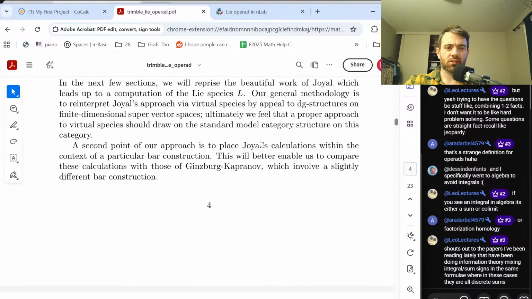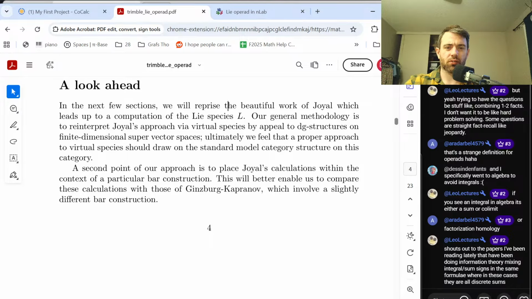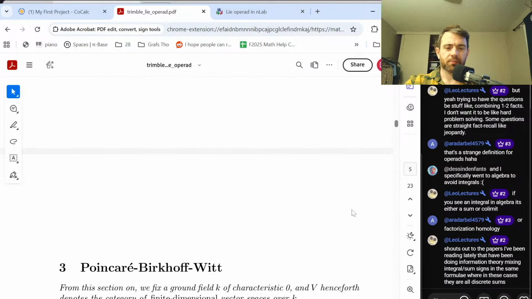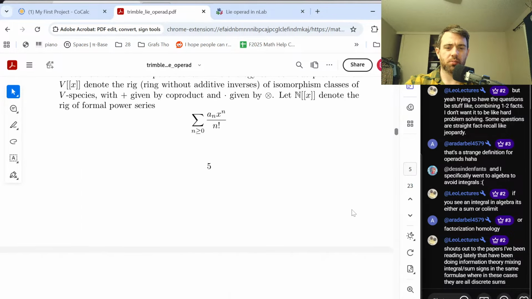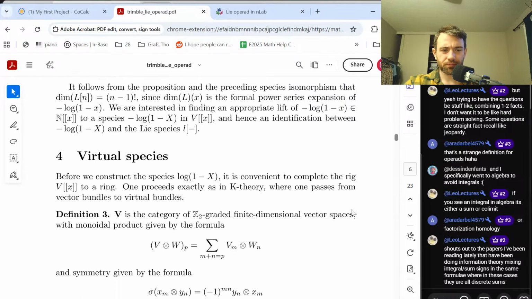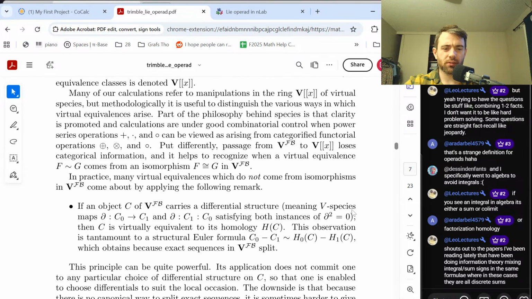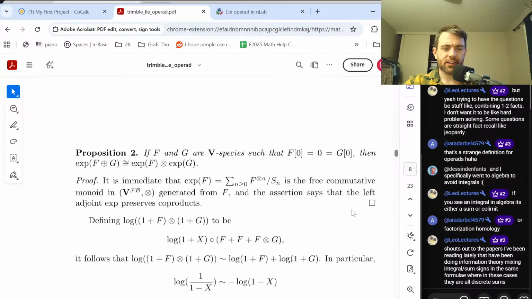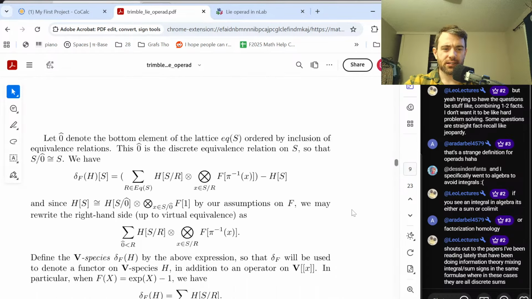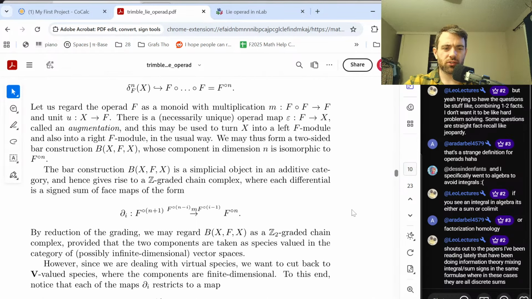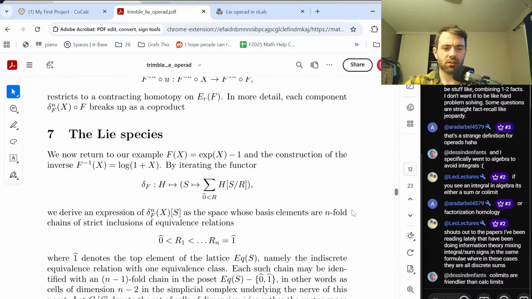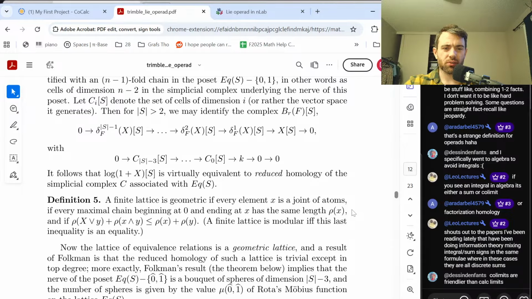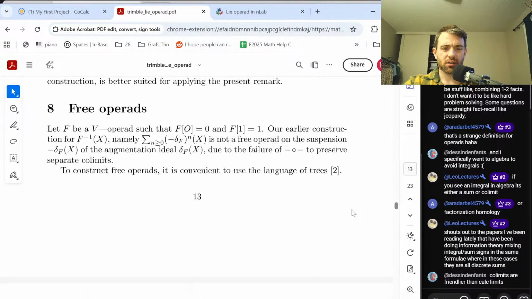Okay, what's the other? A look ahead. In the next few sections, we'll reprise the beautiful work of Joyal. Yeah, where's the Ginzburg version? Whoa, we have a PBW type theorem. That's pretty cool. Okay, these species. I mean, this is maybe interesting, but I don't know if this is relevant to what I need to understand.